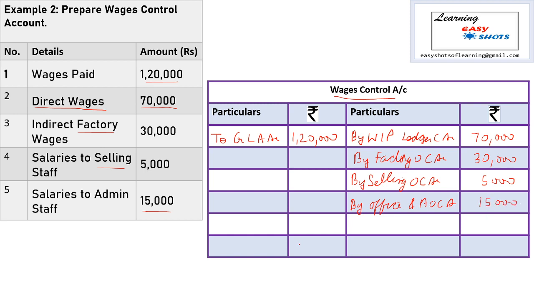Now the totals of debit and credit side are the same, that is 1,20,000 and 1,20,000. When we pay wages, we debit the wages control account, and when we charge wages, then we credit the wages control account and charge these wages to different departments where the workers are working or involved in some work.